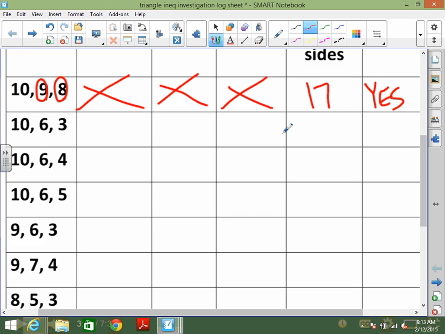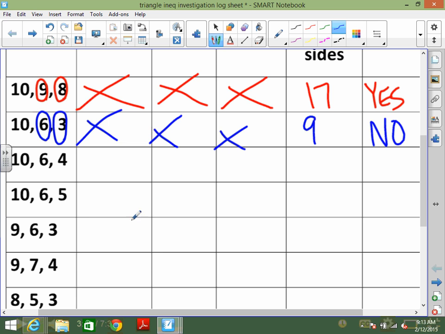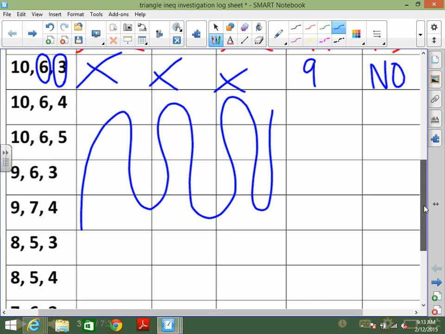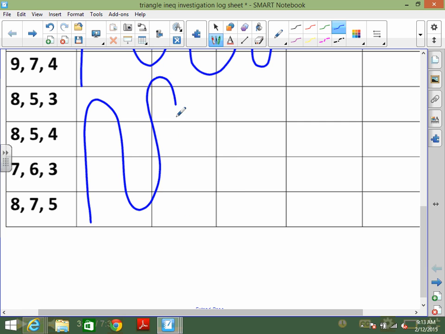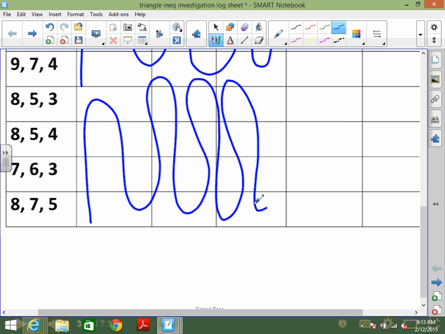Okay, next one. 10, 6, and 3. What are my two smallest numbers in the list? So we're going to circle them. That gives us what? 9. So is 9 bigger than 10? No, so no, it cannot form a triangle. We can just X out all these boxes right here. So we're not using them.